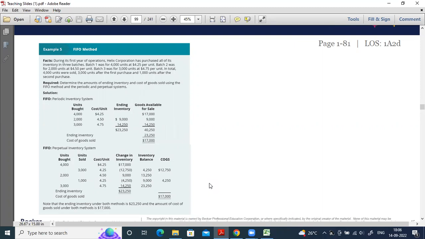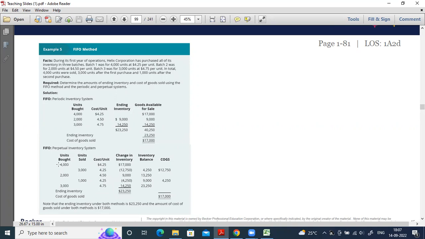Which method? Yes, Vijay, continue. So what I understood from your question is, for these 1,000 units, why do we need to take cost per unit as 4.25? Why not 4.50? Is that your question? Yes, sir. Now, let me explain this. Which method are we following? First in, first out method, right? Yes, sir. We are following first in, first out for the purchase.